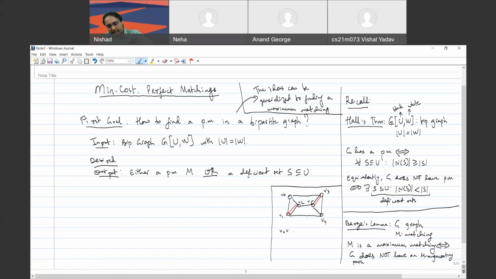V0, V1, V2. Can you complete it, Varun? Okay. V0, V1, V2. Now where should we go? V5, V3, V4. Right? So let us look at this path. Maybe I'll just put it in green.